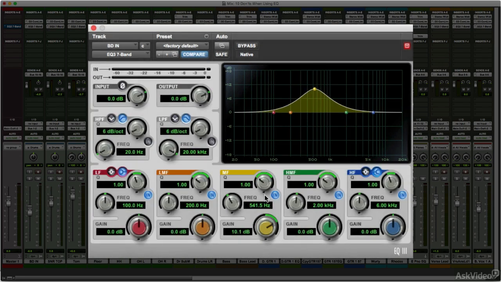Many EQs also incorporate a high and low pass filter, which, instead of shelving, gradually remove frequencies above or below the corner frequency, which in a filter is referred to as the cutoff frequency.